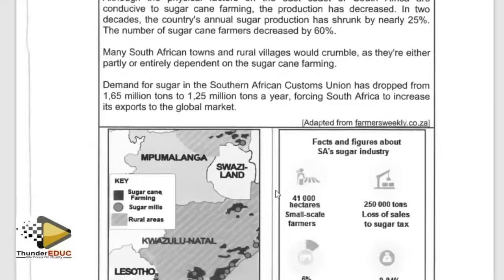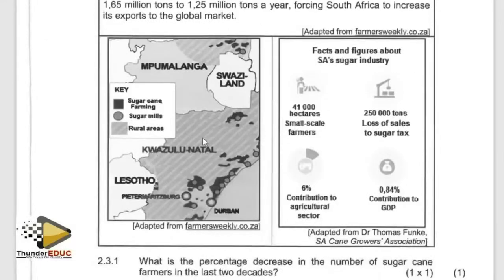Many South African towns and rural villages would crumble as they are either partly or entirely dependent on sugarcane farming. Demand for sugar in the Southern African Customs Union has dropped from 1.65 million tons to 1.25 million tons a year, forcing South Africa to decrease its exports to the global market. So we see here the eastern side of South Africa with the provinces Mpumalanga and KZN. Now it's Durban here as a city.